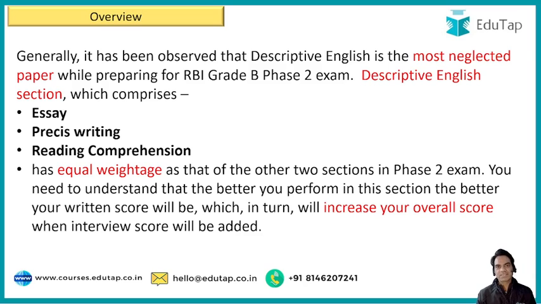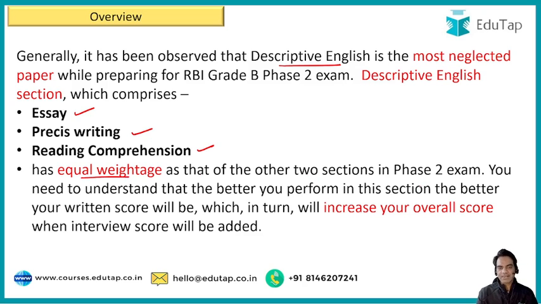You need to understand that the real game changer at this stage of the exam is your descriptive English part. Generally what has been observed is that descriptive English is the most neglected paper while preparing for the RBI phase 2 exam. Now the descriptive English section comprises only 3 questions: one essay, one précis, and one reading comprehension based passage over which you will be asked questions, and it has equal weightage to the other 2 sections of your phase 2 exam.